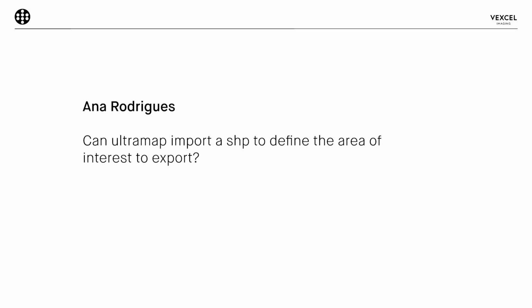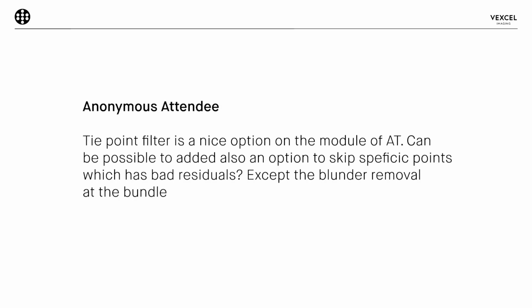Good. The tie point filter is a nice option in the AT module. Would it be possible to also add an option to skip specific points which have bad receivables, except the blunder removal at the bundle?